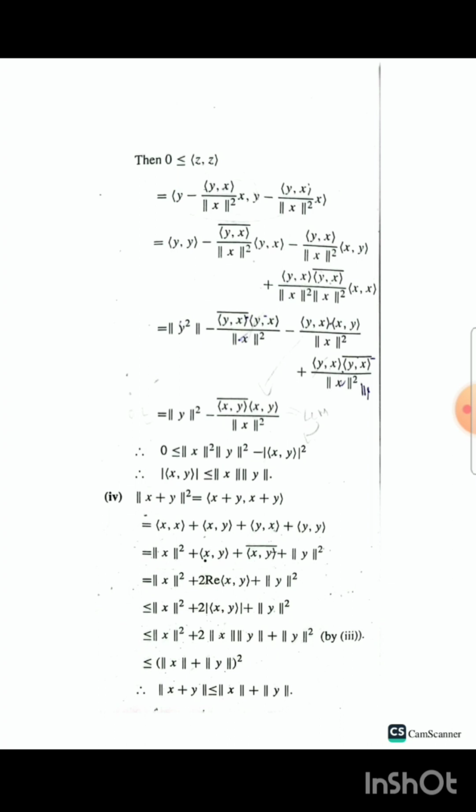Next we are expanding this. Inner product of y comma y is written as norm y squared, minus inner product of y comma x bar, inner product of y comma x divided by norm x squared, minus inner product of y comma x, inner product of x comma y divided by norm x squared, plus inner product of y comma x into inner product of y comma x bar divided by norm x squared. So we are cancelling the second term and fourth term, because they have different signs. So finally we'll get norm y squared minus inner product of x comma y bar and inner product of x comma y divided by norm x squared.